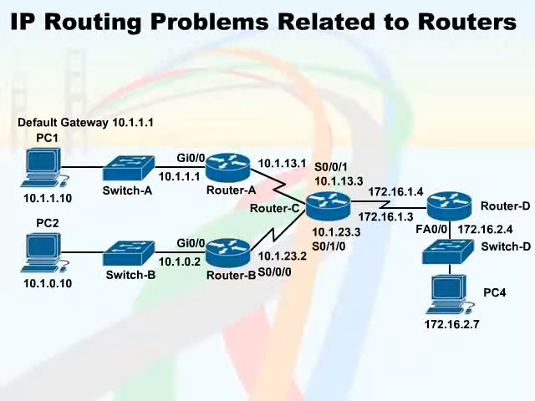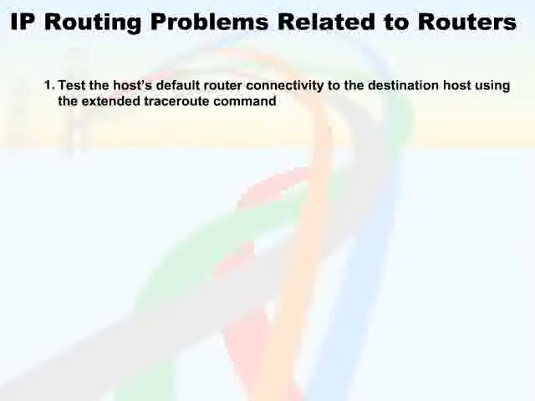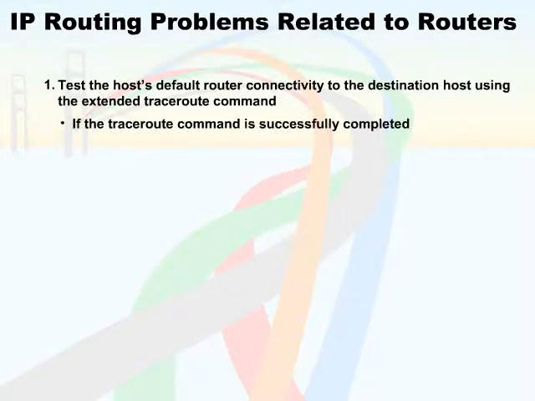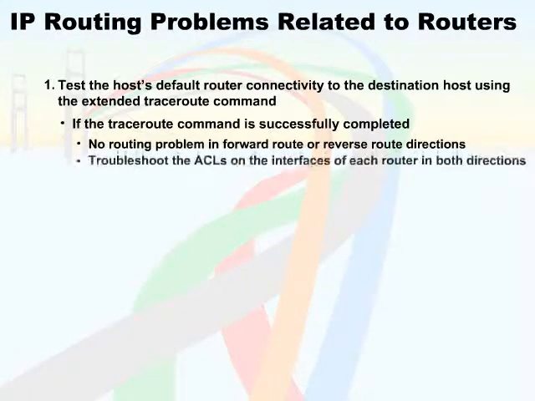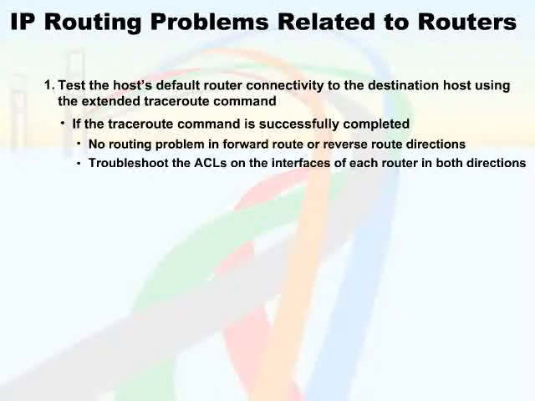To isolate router-related routing problems, we'll carry out some steps. We need to first check the host's default router connectivity to the destination host. To do this, we can use the extended traceroute command. If the traceroute command is successfully completed, it indicates that there is no routing problem in the forward route or reverse route directions. If the routing problem exists even after the traceroute command is successfully completed, we need to troubleshoot the access control lists, or ACLs, on the interfaces of each router in both directions.